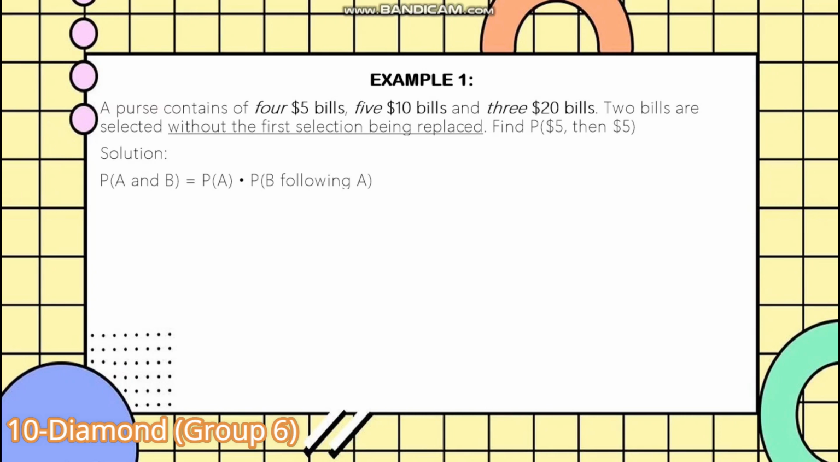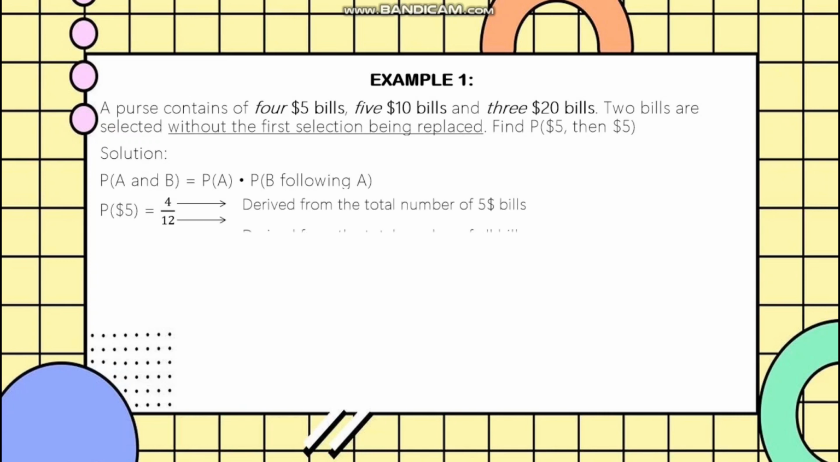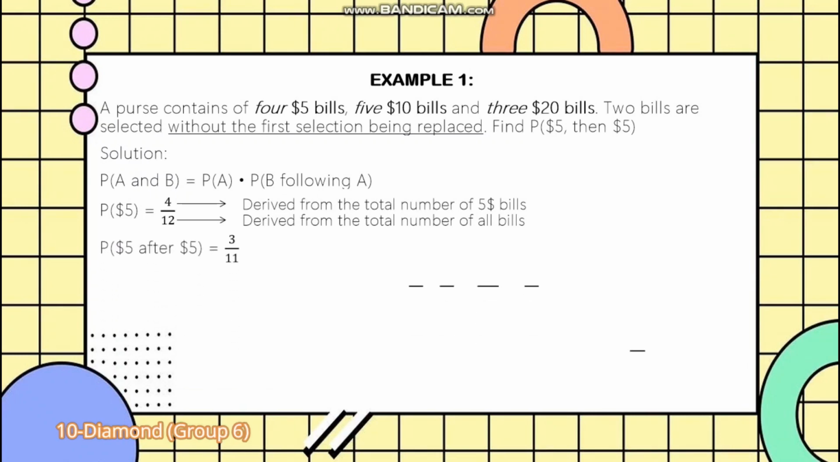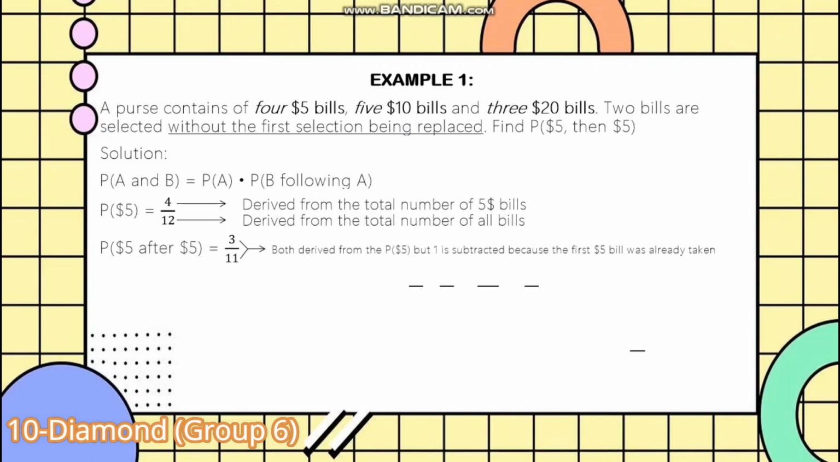First, we are going to get the probability of $5, which is 4 over 12. The number 4 was derived from the number of $5 bills, while the 12 was derived from the total number of all bills. Next is probability of $5 after $5, which equates to 3 over 11. Both of these numbers were derived from the probability of $5, but one is subtracted because the first $5 bill was already taken.